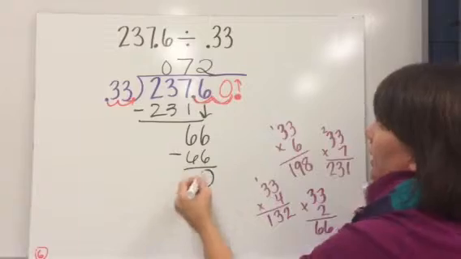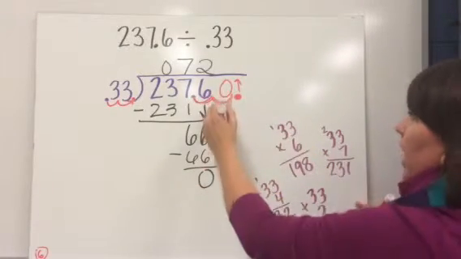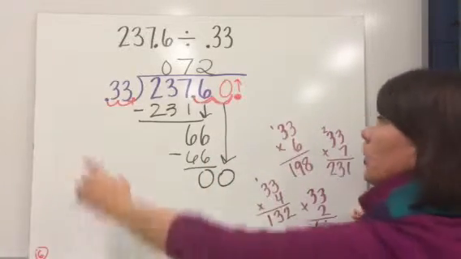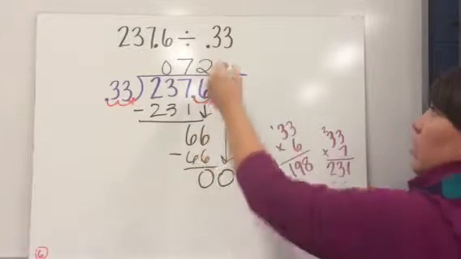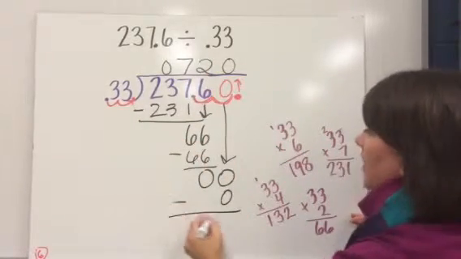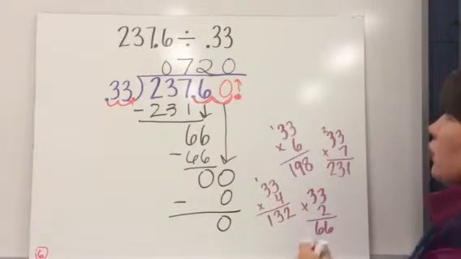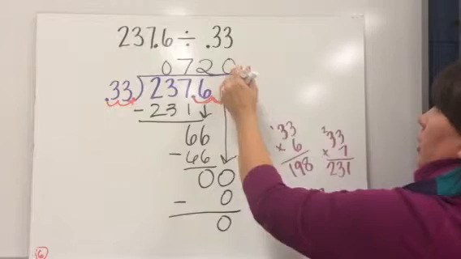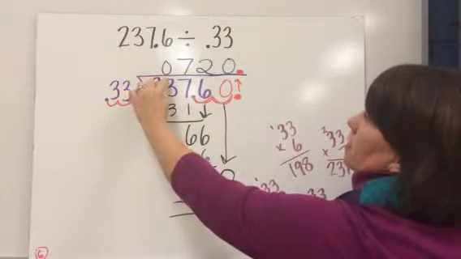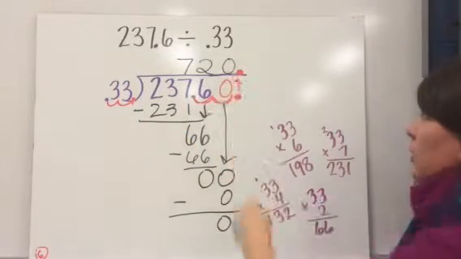And I subtract. Now, I'm not finished because I haven't brought down every digit. Look, I have to bring this 0 down. And now I divide again. 33 goes into 0 times. 33 times 0 is 0. There's nothing left that I have to bring down, and so my decimal comes straight up into my quotient, and I get the answer of 720. Remember, this 0 doesn't have to be there. This 0 does.